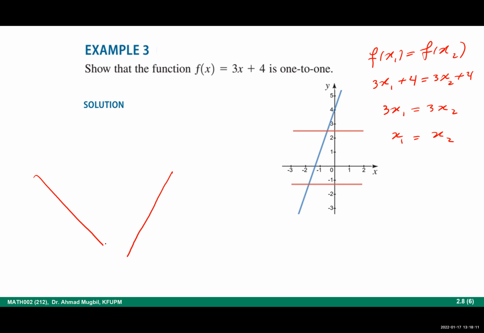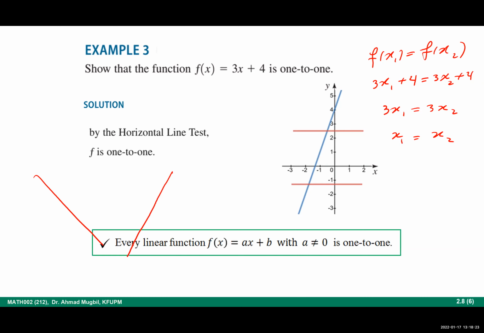Ya shabab, in math you have to be careful. Every non-horizontal linear function is 1 to 1. Now this is correct. Every linear function with a not equal to 0 is 1 to 1. So when the slope is 0, we have a horizontal line, and the horizontal line is not 1 to 1.